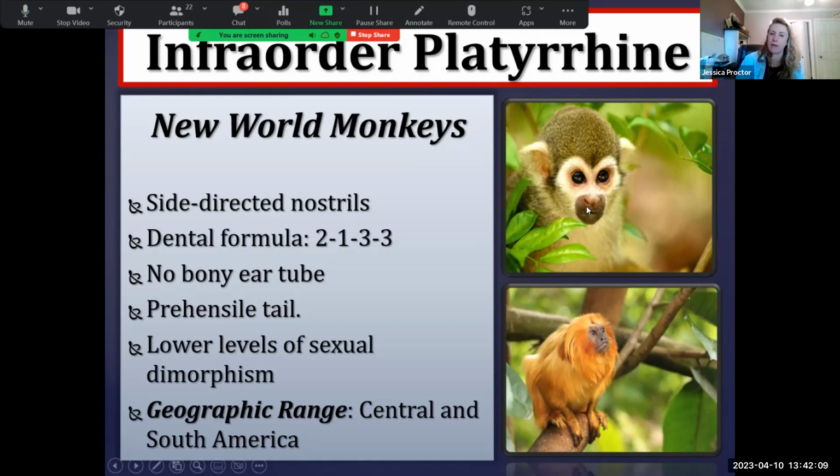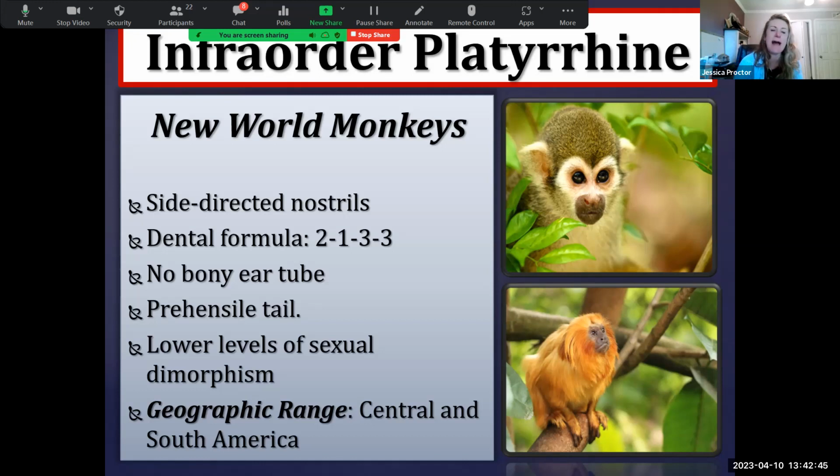They have a dental formula. When we do a dental formula, we're going to start at the front of the mouth. On each side, we divide the mouth into quadrants and count the number of teeth. The 2 refers to the number of incisors. The 1 is the canine. The 3 is the number of premolars. And the other 3 is the number of molars. So New World monkeys have a dental formula of 2-1-3-3. That means in each quadrant, there are 2 incisors, 1 canine, 3 premolars, and 3 molars.